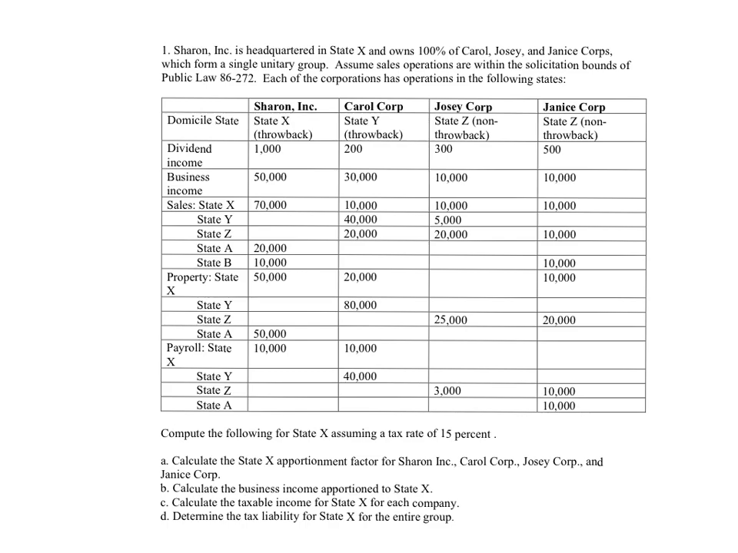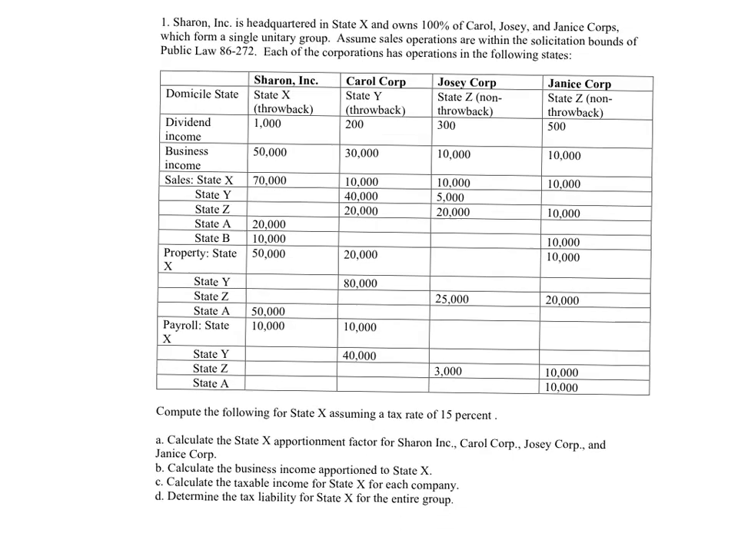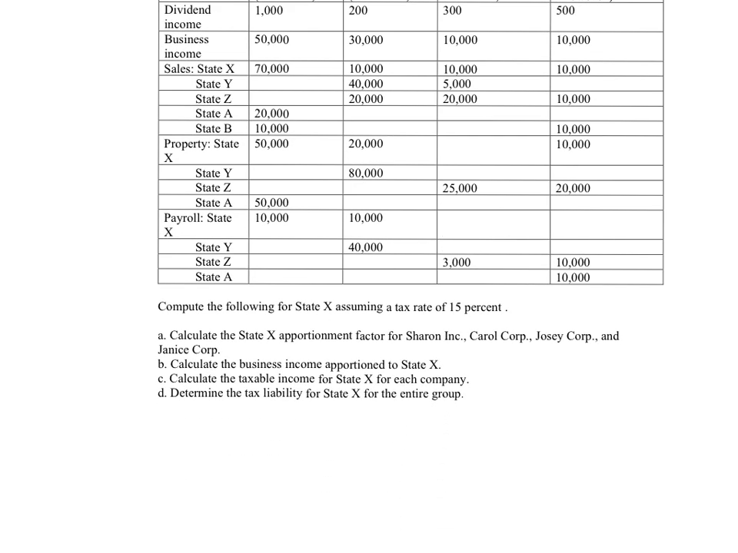Right, so here we go with a Chapter 12 problem that's pretty similar to one of your homework problems. We've got Sharon Incorporated, headquartered in state X, and they own 100% of these other entities. They form this single group. We've got a list of operations in the corporations, and then you're asked to compute several things.